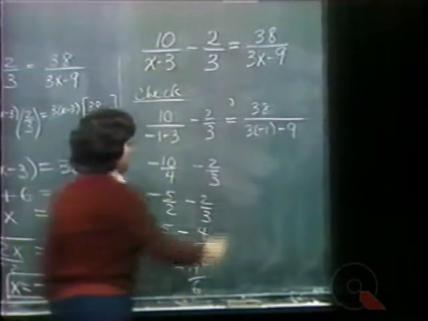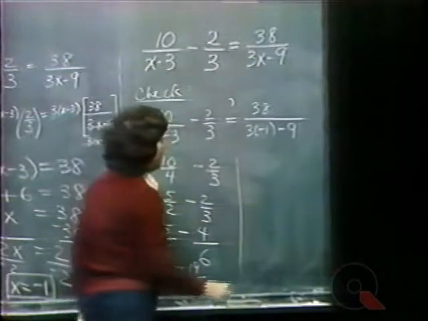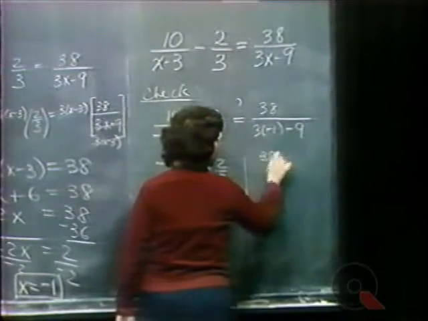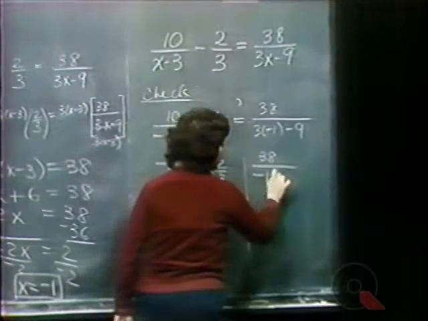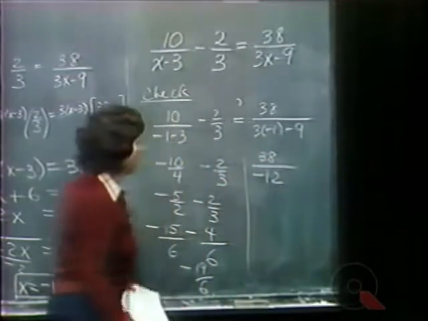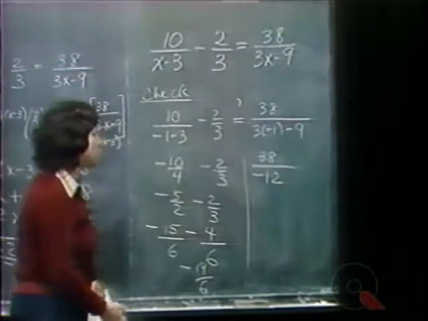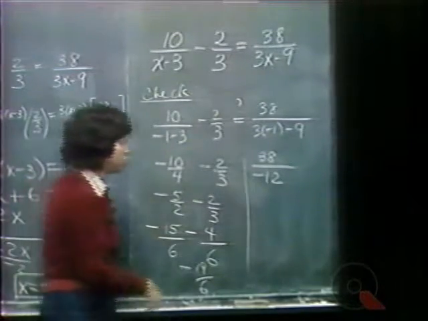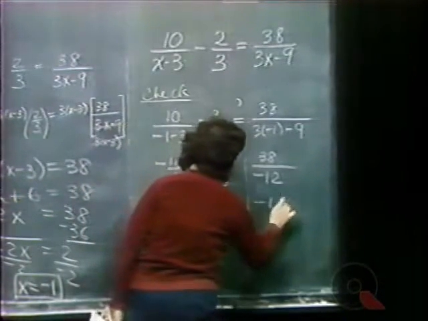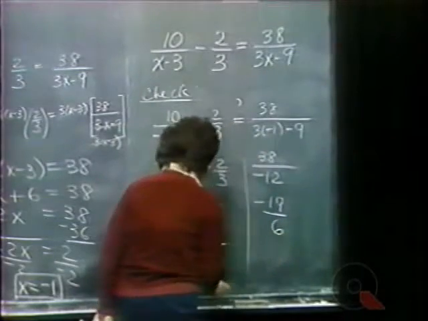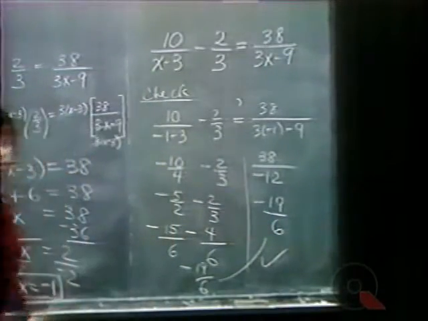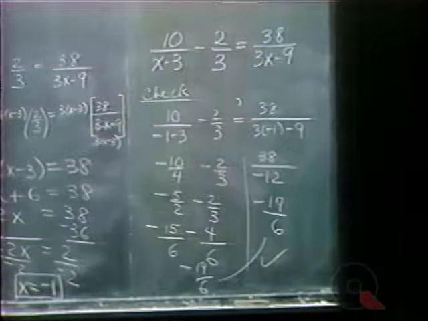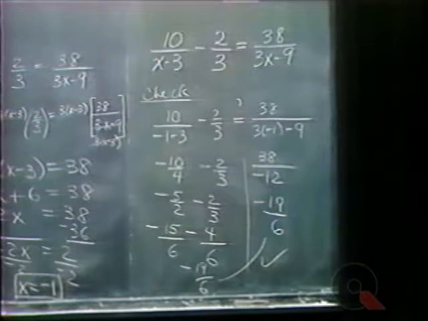And let's see what we have on the right. We have 38 over minus 3 minus 9, 38 over minus 12. Dividing numerator and denominator by 2, we see that we get minus 19 over 6, which is what we wanted. The left and the right sides do check out. Okay, so x equals minus 1 is the answer to this problem.